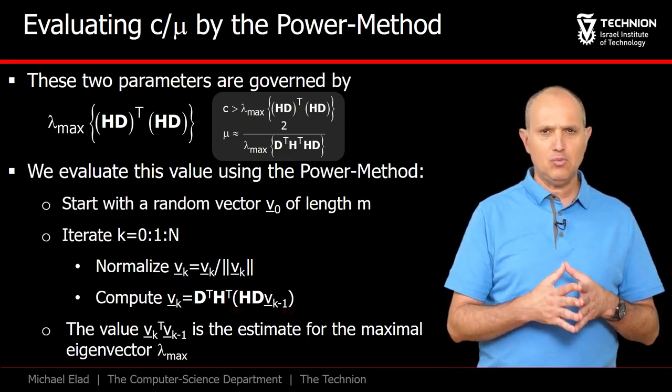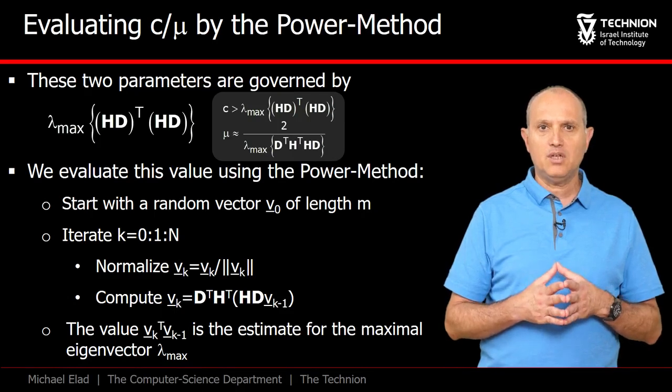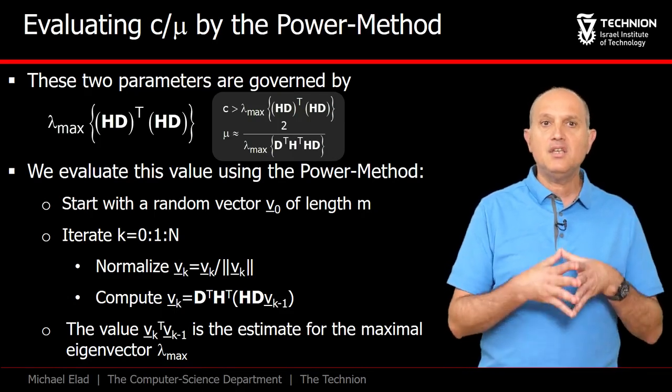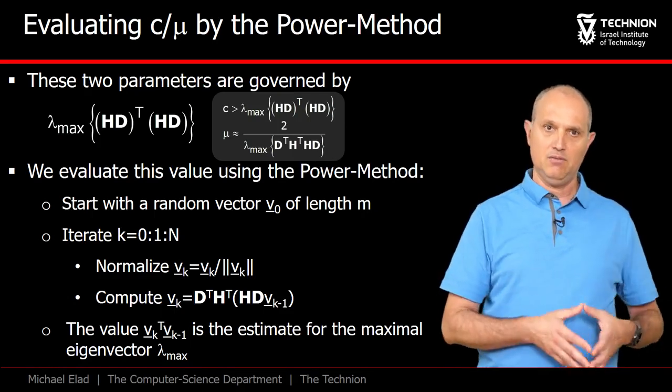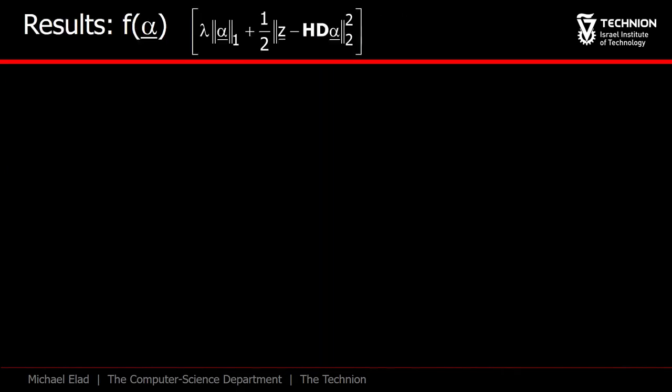After enough iterations, 100 in our case, the inner product between v_k and v_{k-1} is an estimate of the maximal eigenvalue. Okay then, let's see the various algorithms in action.